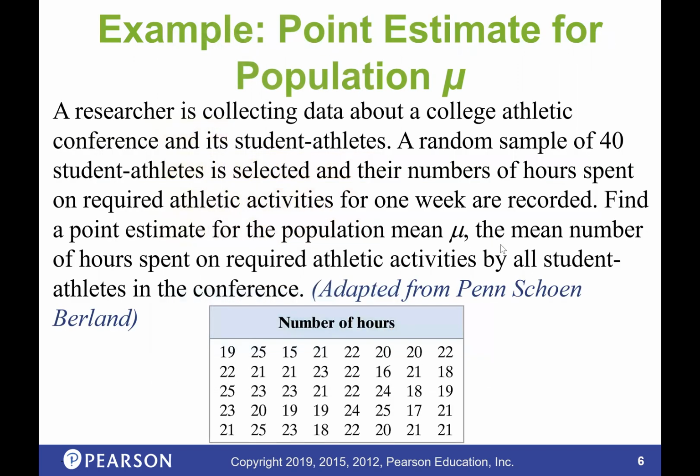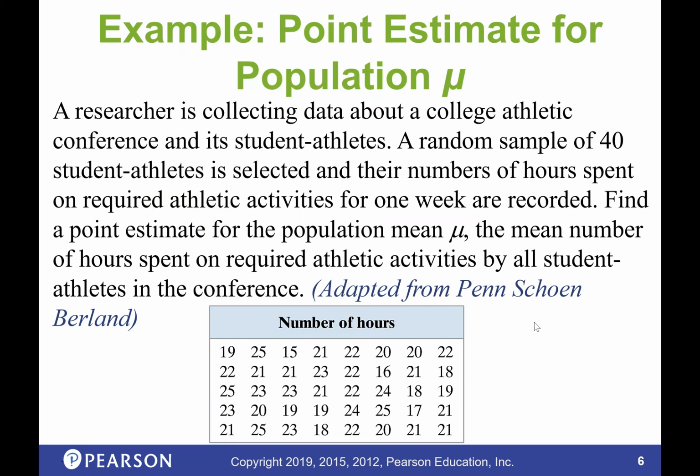Sorry, let's do an example here. Don't need to write things down. So a researcher is collecting data about a college athletic conference and its student athletes. A random sample of 40 student athletes is selected. The number of hours spent on required athletic activities for the week is recorded right there. Find a point estimate for the population mean.